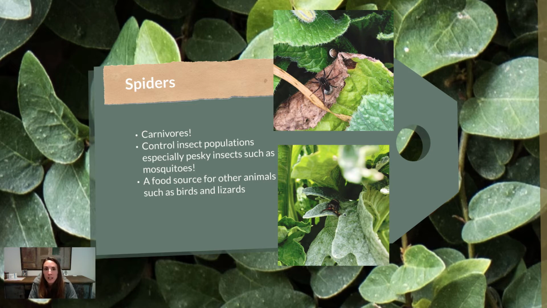Just like most insects are a food source for things like birds and lizards and snakes and frogs, spiders are as well. So they're really important in controlling those pesky insects. Every time I see a spider, I leave it alone because it plays its role in the ecosystem, and it's going to eat some of those bad bugs that I don't want eating my tomatoes.